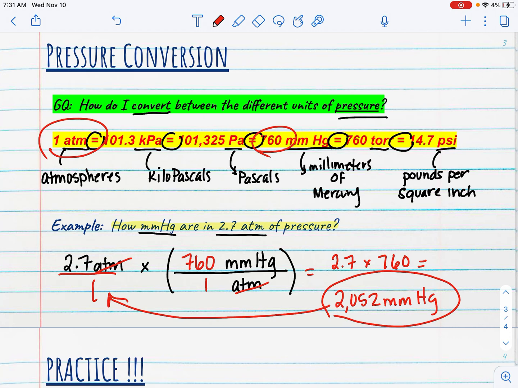So notice same things apply here. Start with what you're given. The unit you want to cancel out goes on the bottom of your conversion factor. What you're converting to goes on the top, all right? Your units should cancel out, and you plug your multiplication and division into your calculator, right?